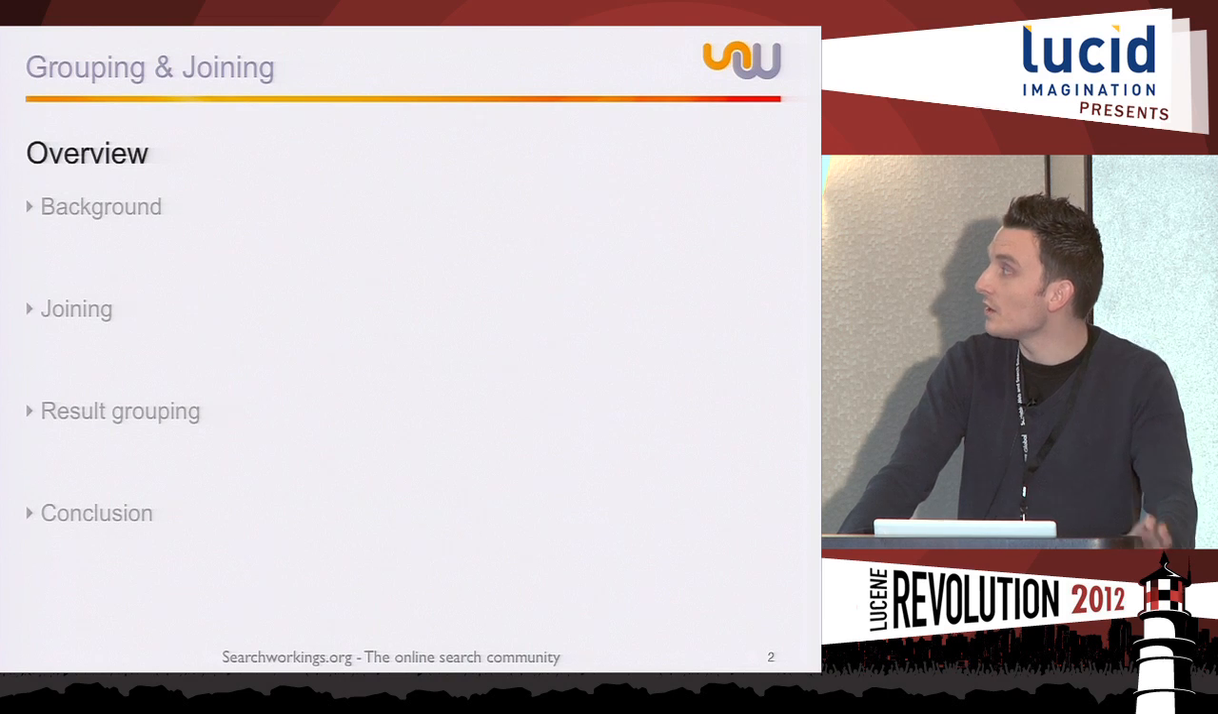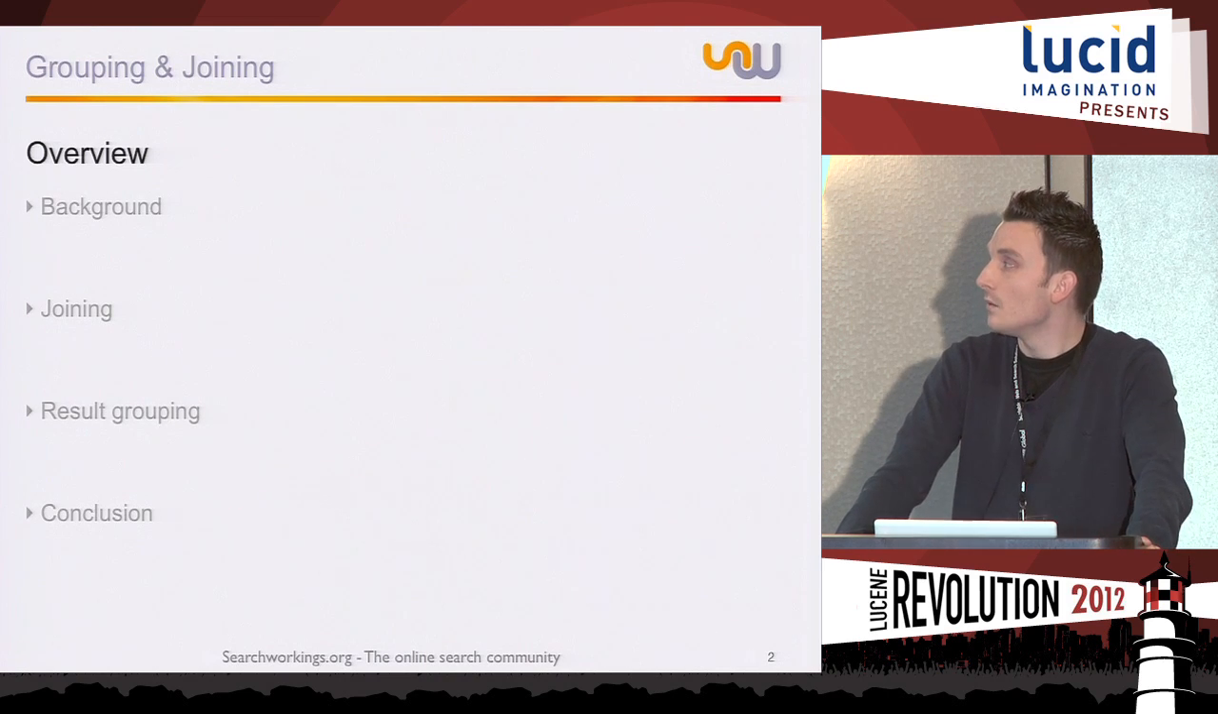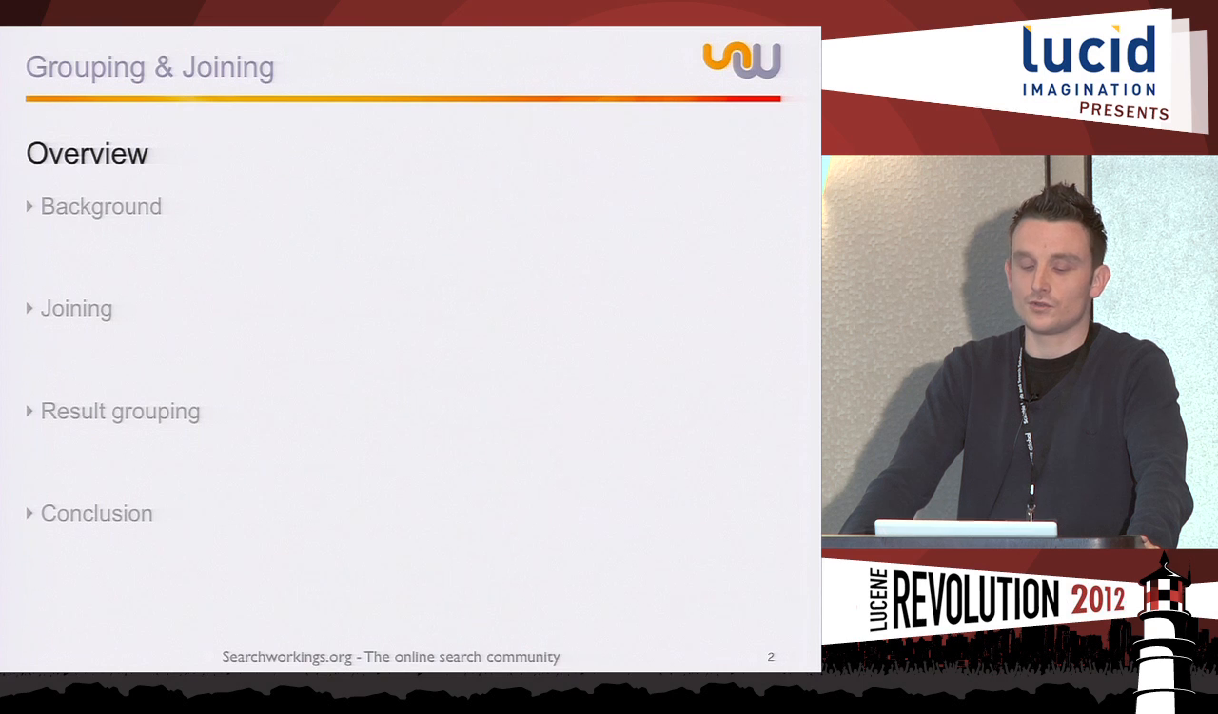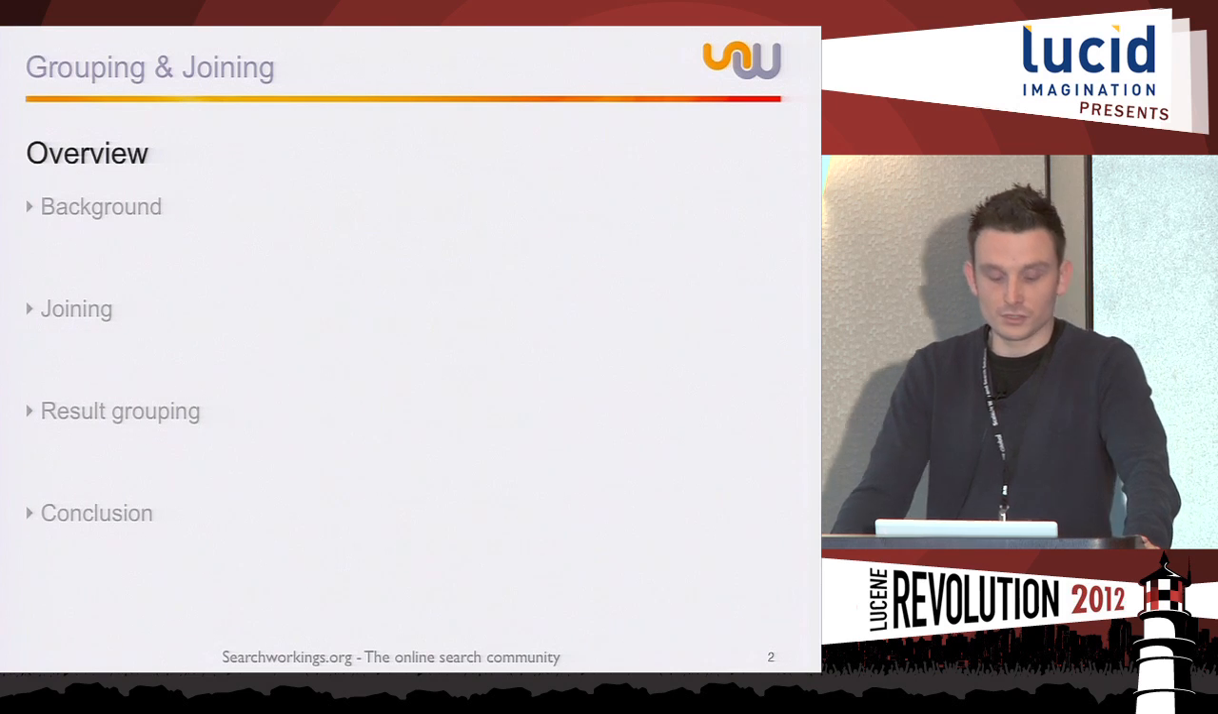First, we'll go into a bit of the background of why we want to use joining and grouping with relational data. Then we'll go into the joining and result grouping features, how they work and how they can be used. In the end, a small conclusion.